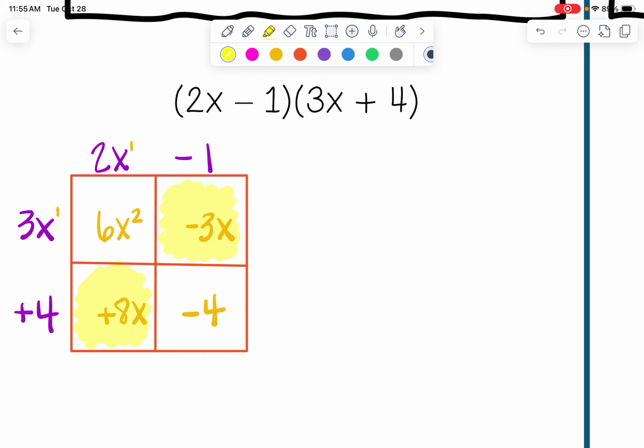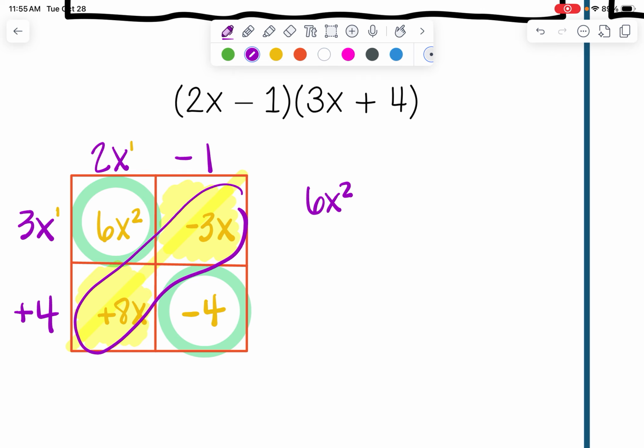The really cool thing about doing the box method is that your like terms will lie along that same diagonal. Now, do I have any other x squareds? No. Do I have any other constants? No. Right? So when I write my final answer, it is going to be 6x squared. I'm going to combine my x's that lie on the diagonal. So negative 3x plus 8x gives me 5x. And then, of course, my minus 4 constant in the corner. And this is my answer.